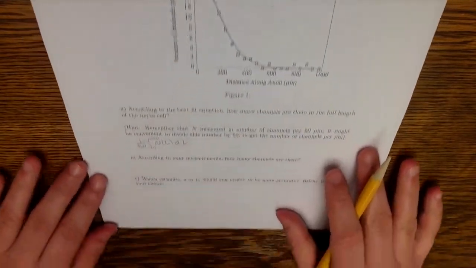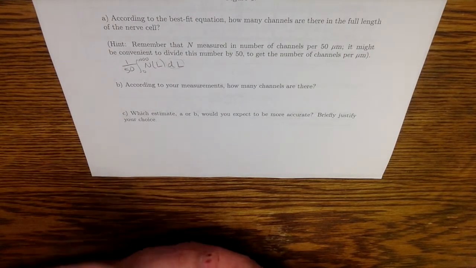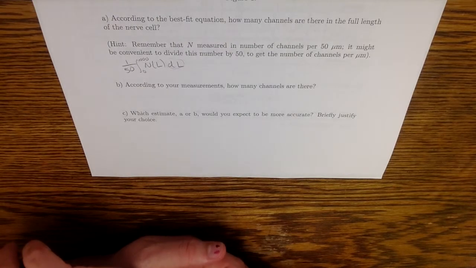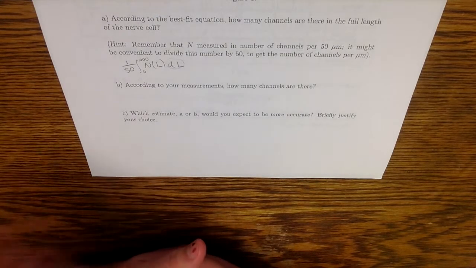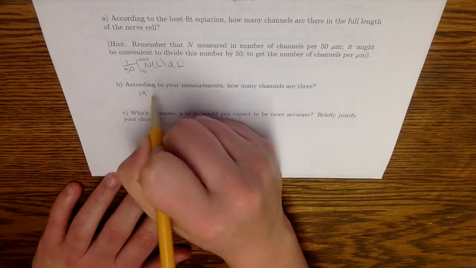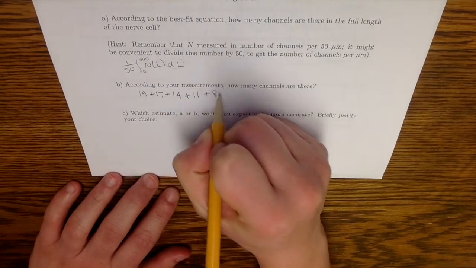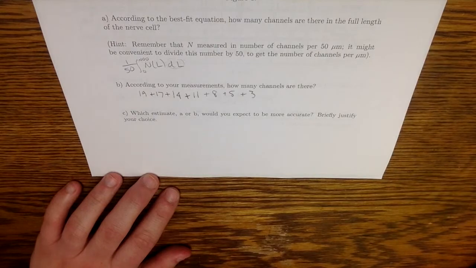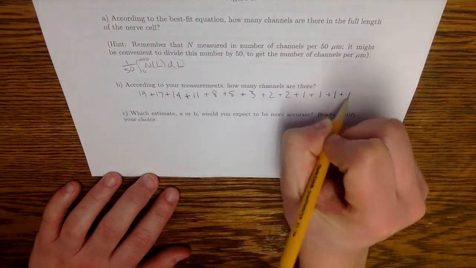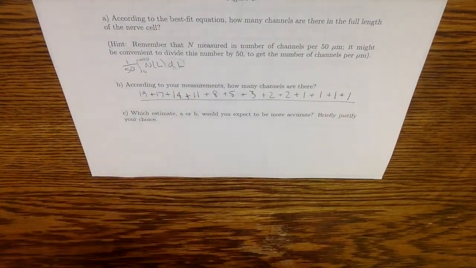Part B asks, according to your measurements, how many channels are there? So remember that our measurements from before were just literally counting the number of channels per pixel. Because we measured all of the pixels, we just need to count up all of our counts. So our solution here is 19 plus 17 plus 14 plus 11 plus 8 plus 5 plus 3 plus 2 plus 2 plus 1 plus 1 plus 1 plus 1, and that's it. Okay, so this is my answer if I were to add it up.